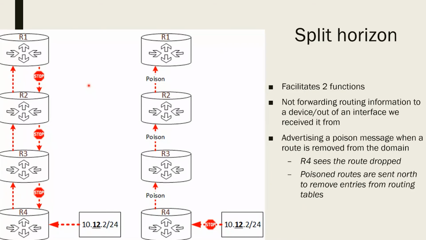So one of the final things to touch on is split horizon. And this is really important when you're talking about routing information and sharing that routing information across the network.